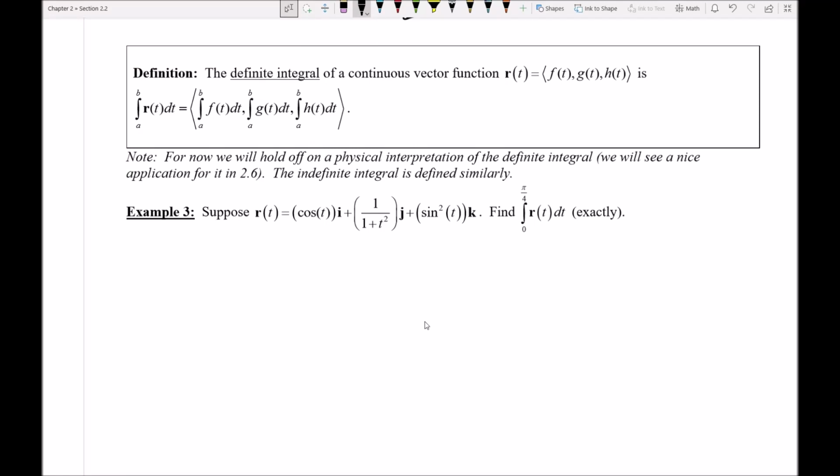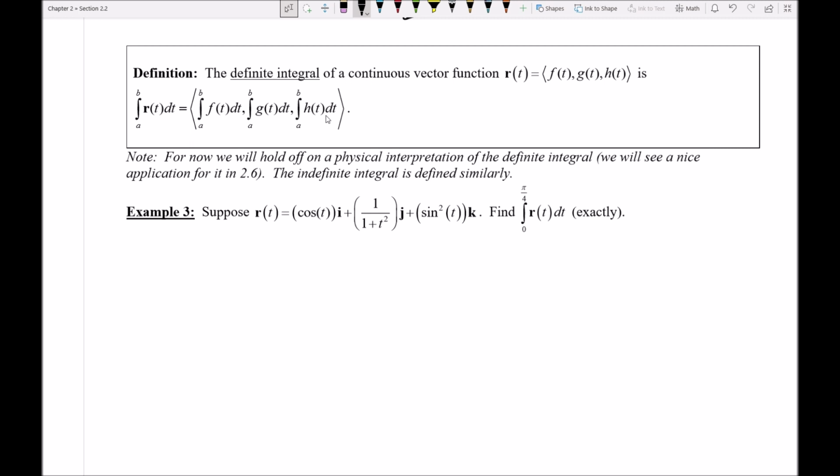In this last definition and example for this section, we're going to take a look at how we can attempt to integrate, or perform definite integrals, on vector-valued functions. Here's the following definition that we have. The definite integral for a continuous vector-valued function is going to be given like this. And we'll notice a similar trend that we've seen throughout this section. To do the definite integral of a vector function, I really just have to do 3 individual definite integrals, one for each of the components.